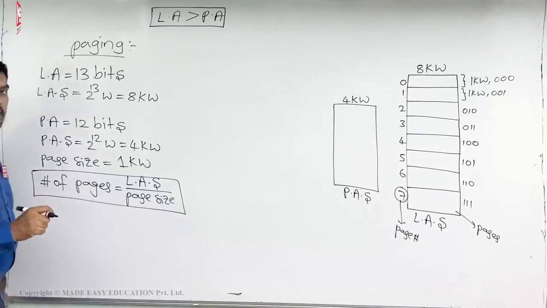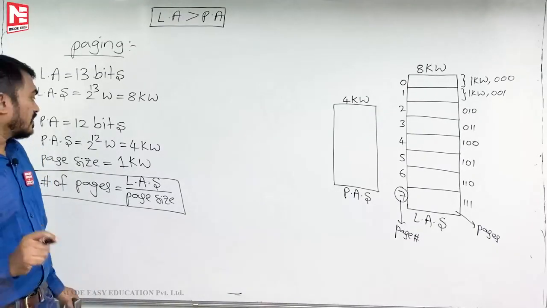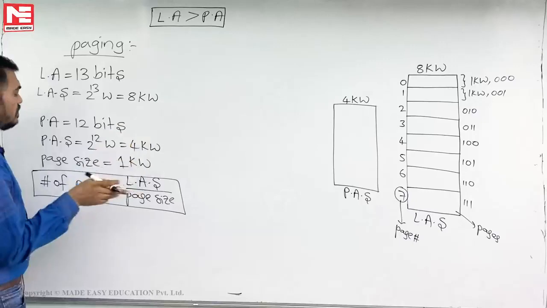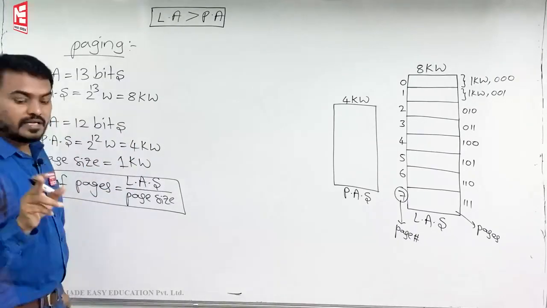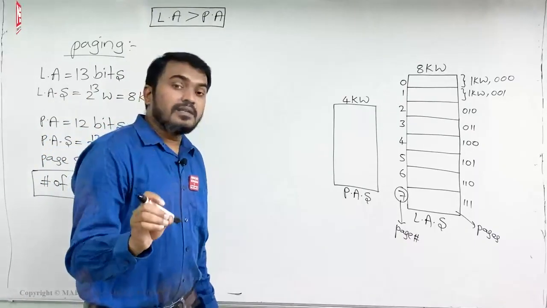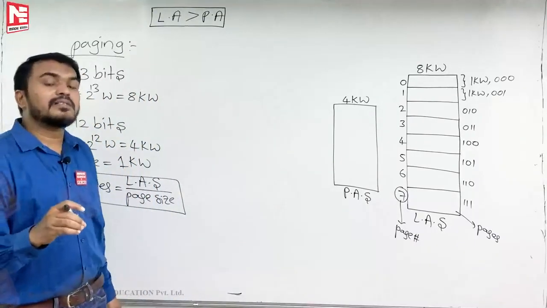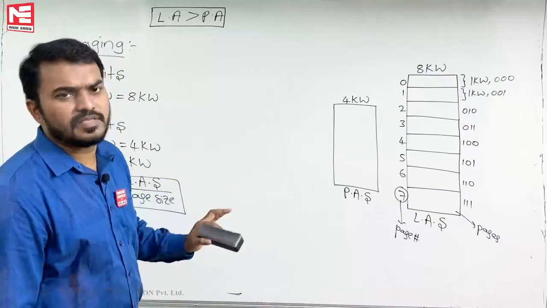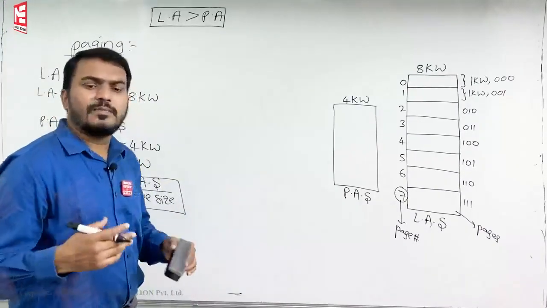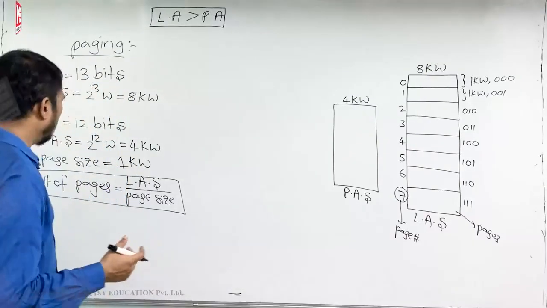Generally, understand here, what did we assume? We assumed page size equal to 1 kilohertz. Then listen to the next point: page size will always be the same as frame size. Whatever the page size you are having, that will be exactly the same as the frame size. No doubt.